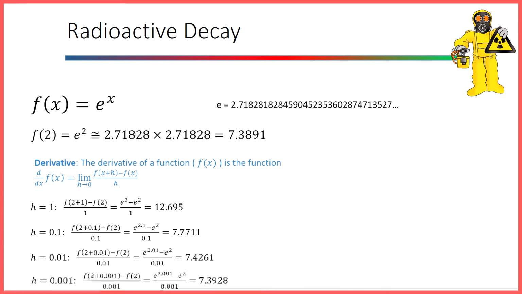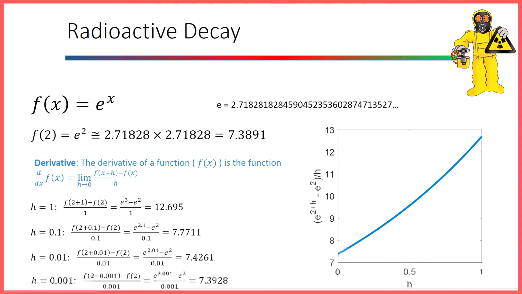We can actually graph e to the 2 plus h minus e squared divided by h as a function of h, and you'll see that eventually, as it approaches h equals 0 on the left-hand side of this graph, it approaches a value of slightly less than 7.4. And actually, if you look at what f of 2 equals, it's also slightly less than 7.4. So it seems like the derivative of f of x evaluated at x equals 2 is approaching a number that's pretty close to the value of f of 2.